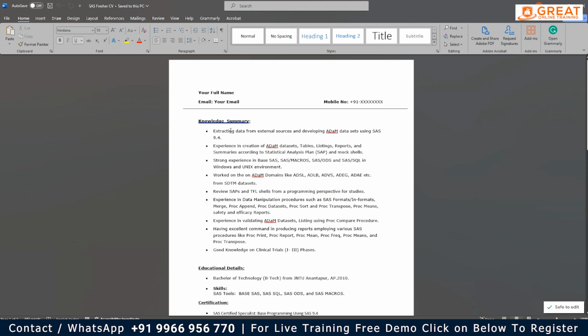So you are good at extracting data from external sources and developing ADAM data sets using SAS 9.4. Whatever raw data the client has shared with you, you will connect it by using a libname statement. Instead of writing extracting, you try to write it as taking client data from external sources and connecting that using a libname statement, using SAS 9.4. You can write this line.